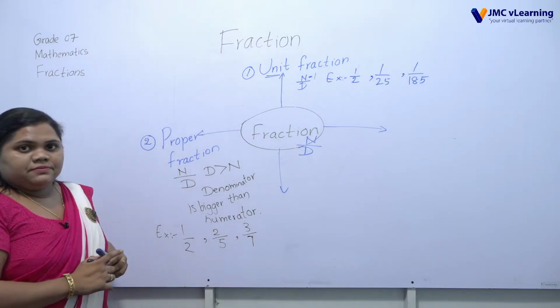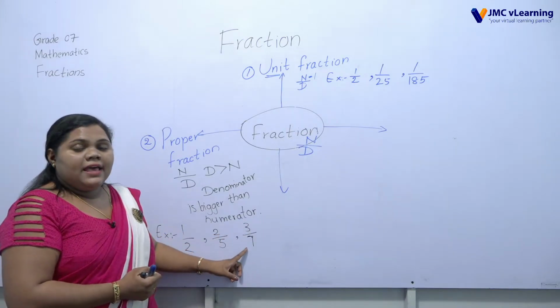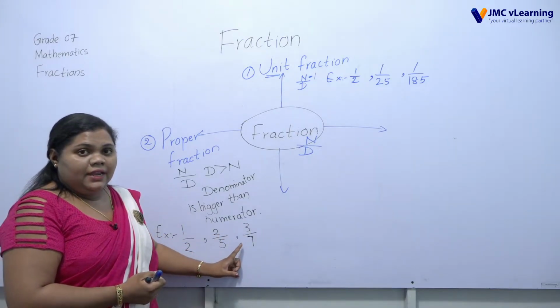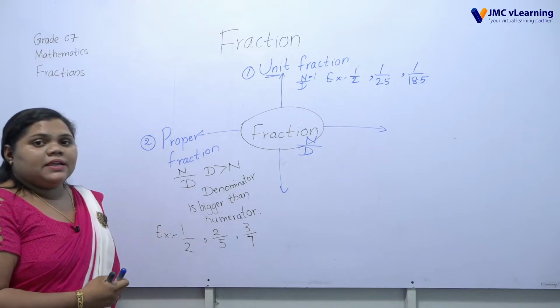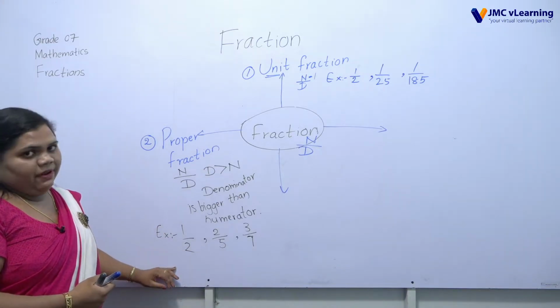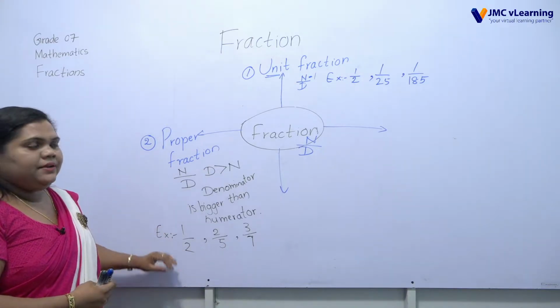3 out of 7. 3 is smaller than 7. It means the denominator is bigger than the numerator. So this one also we can take as a proper fraction. Are you clear, children? Okay.